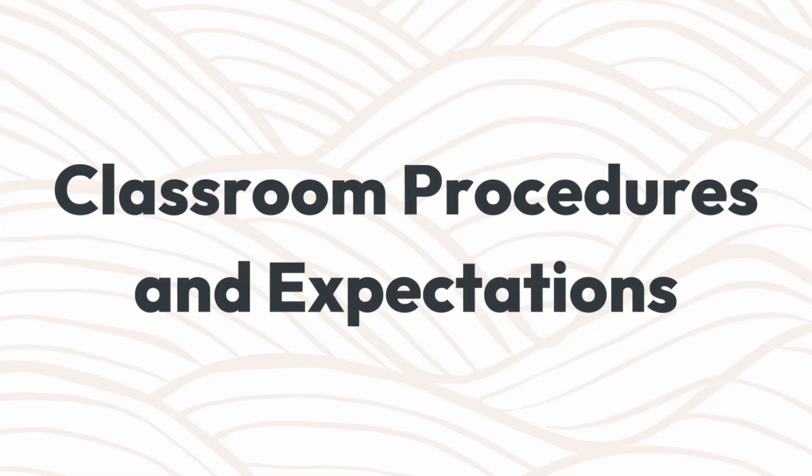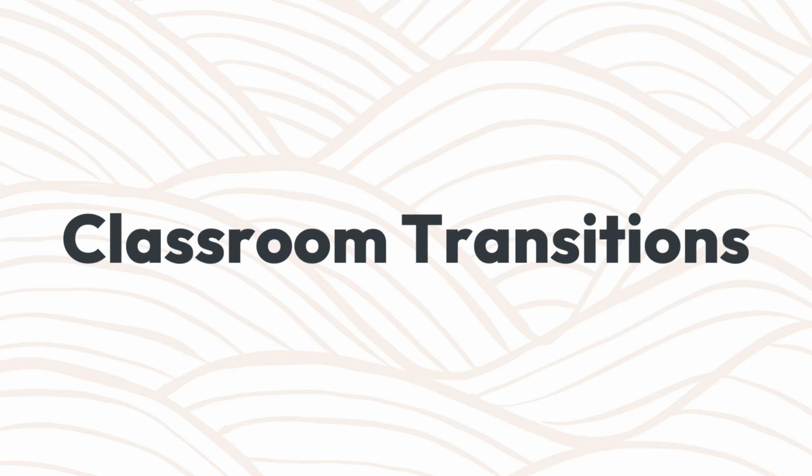So the first strategy we talked about was to have clear classroom procedures and expectations, to practice them until they become habits and they're automatically what your students do without you having to remind them. The second thing is classroom transitions. We talked about pairing those with songs and how you can automate your students going from one activity to another simply by you playing a specific song and not having to say a word.